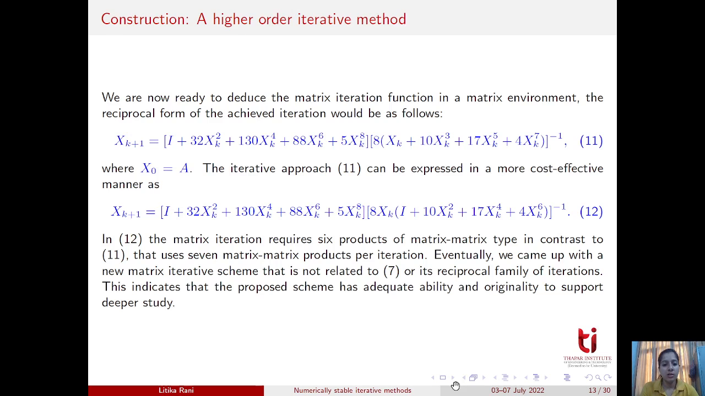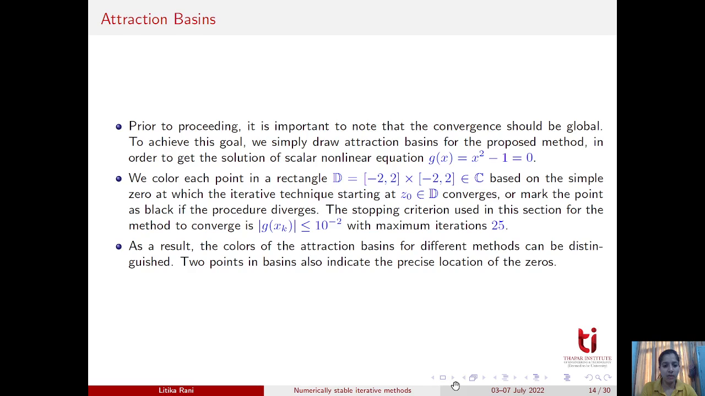So we considered expression 11, which is a new matrix iterative function, and this requires 7 matrix multiplications. In order to reduce its cost, we rewrite it in another form as given in equation 12. Since expression 12 has only 6 matrix multiplications, now we achieve our second aim, that is the global convergence behavior. For that, we draw attraction basins for the proposed method corresponding to the scalar nonlinear equation g(x). We color each point in a rectangle D based on the simple root 0, plus or minus 1, at which the iterative technique starting at z naught converges, or mark the point as black if the method diverges. The stopping criterion used in this section for the method to converge is this, with a maximum of 25 iterations.